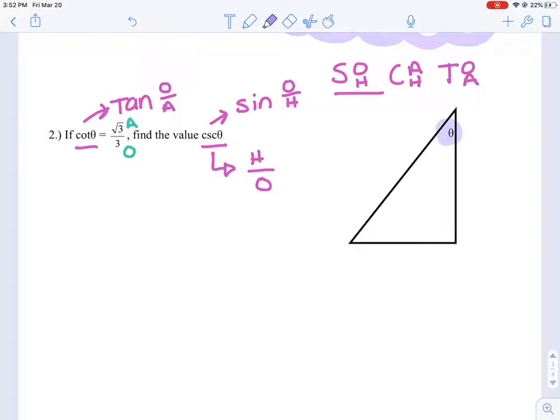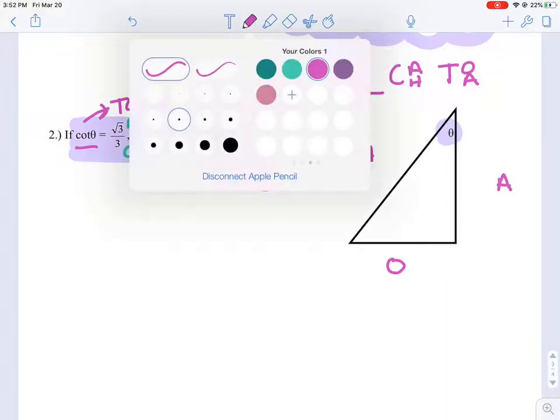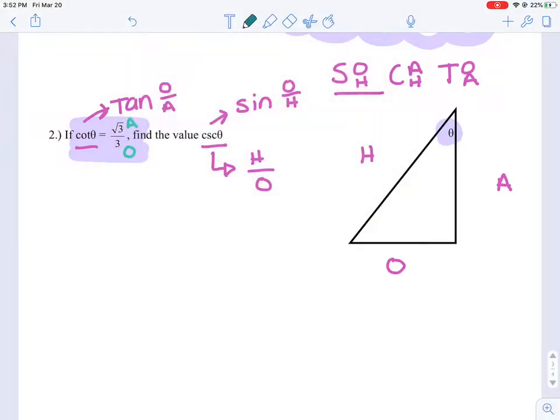They give me this angle, and they give me cotangent. So let's label this on my triangle. Cotangent, we found, is adjacent over opposite. So here is my opposite, here is my hypotenuse, and here is my adjacent. Let's label these sides. Adjacent, radical 3, opposite, 3. So I need to find the length of my hypotenuse. That way I could ultimately find my cosecant.